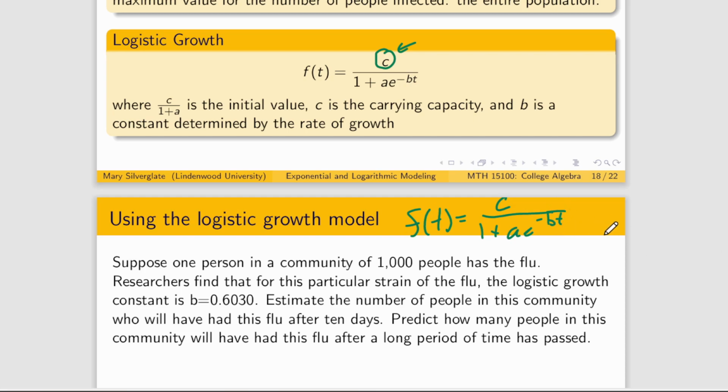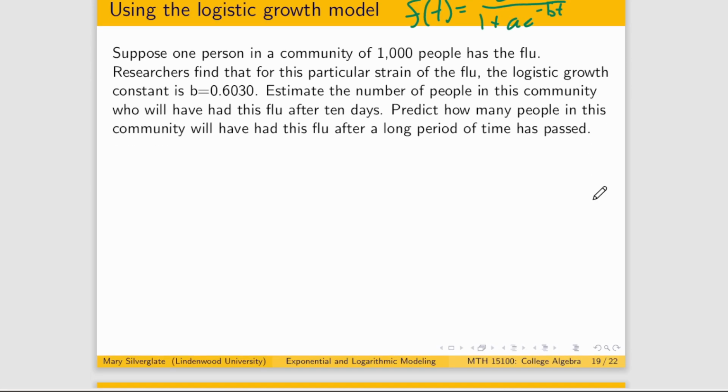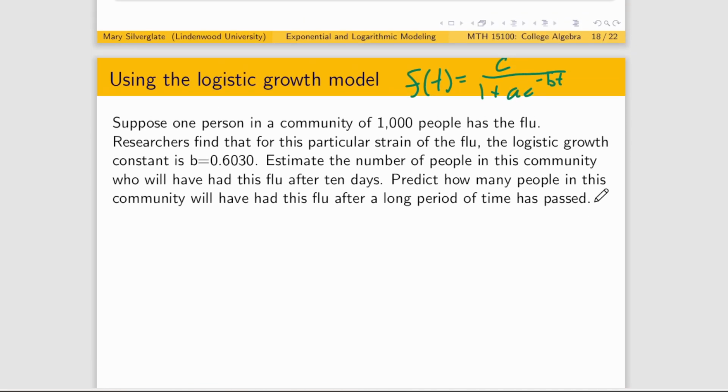It would have to be given to you if you're going to use it. So suppose, for example, you have a community of 1,000 people. That's telling you that 1,000 is the carrying capacity, because in a community with 1,000 people, it can't physically spread to more than 1,000 people.